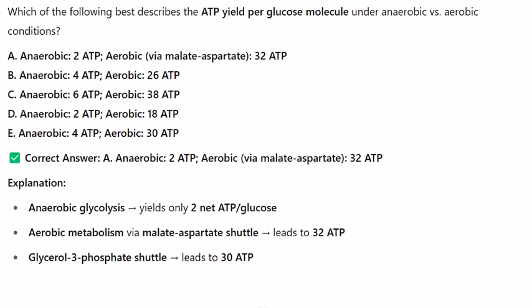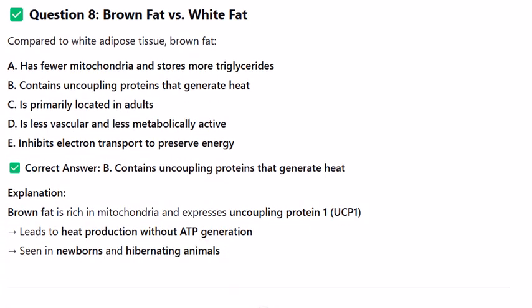Question 8. Brown fat versus white fat. Compared to white adipose tissue, brown fat, A, has fewer mitochondria and stores more triglycerides. B, contains uncoupling proteins that generate heat. C, is primarily located in adults. D, is less vascular and less metabolically active. E, inhibits electron transport to preserve energy. Correct answer B, contains uncoupling proteins that generate heat.